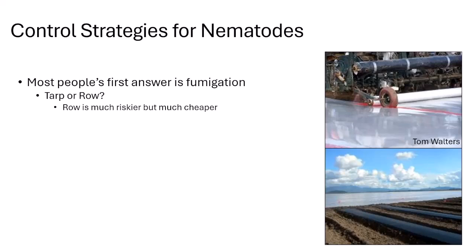So we know that lesion nematodes are going to stick around for 8 months at least. We know that dagger nematodes can live several years. If you're only fumigating one spot, you can imagine you're going to have a higher risk of not getting good control. But it's much cheaper, much easier to work around some of the regulation.